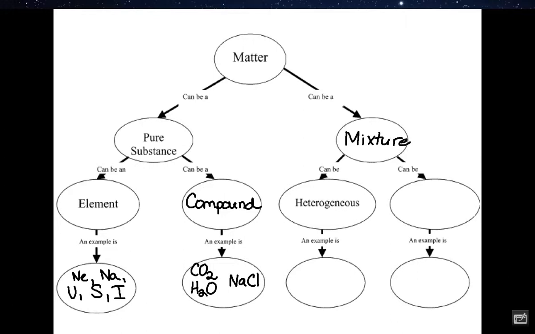And as you see here, mixtures can be heterogeneous. An example of that is a colloid, such as milk, fog, or smoke, or a suspension with things like orange juice, salad dressing, and paint.